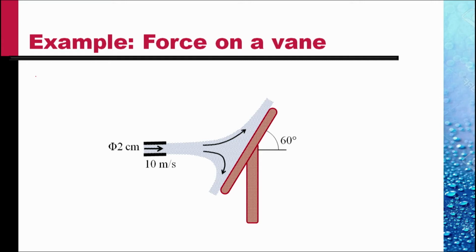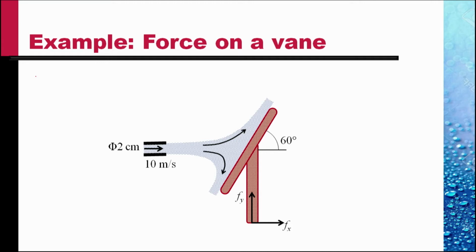Let there be a vane at 60 degrees, a jet of water coming from an orifice of diameter 2 centimeters at 10 meters per second impinges on this vane and is divided in two equal streams, one going up the vane, the other going down the vane. We have to determine what would be the force that would be needed to keep this vane in place. Let that force have two components, Fx and Fy, as shown.